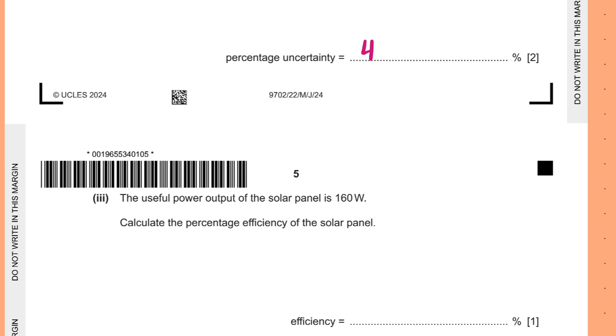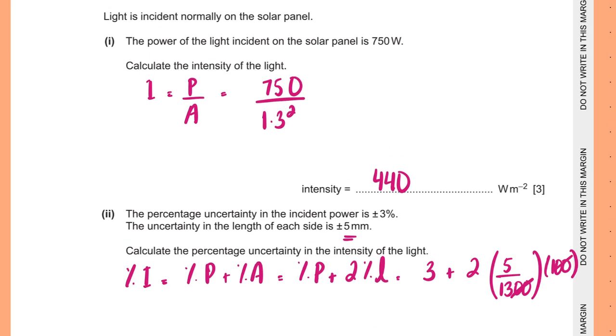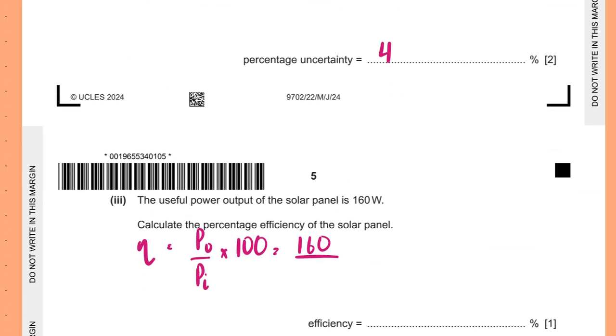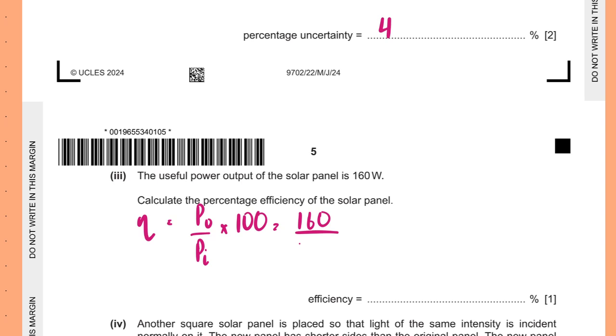Useful output of the solar panel is given. We know the input and we are asked to find the percentage efficiency. So efficiency is output over input times 100. To express this as a percentage, output is 160. Let's scroll up to see what the input was. So the input was 750, and then you multiply this by 100. So this turns out to be 21%.